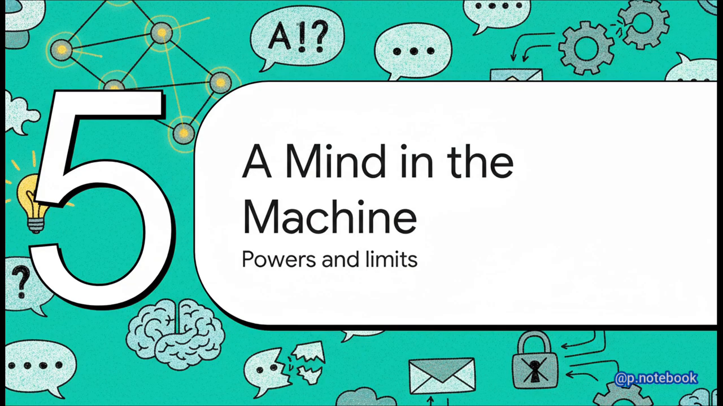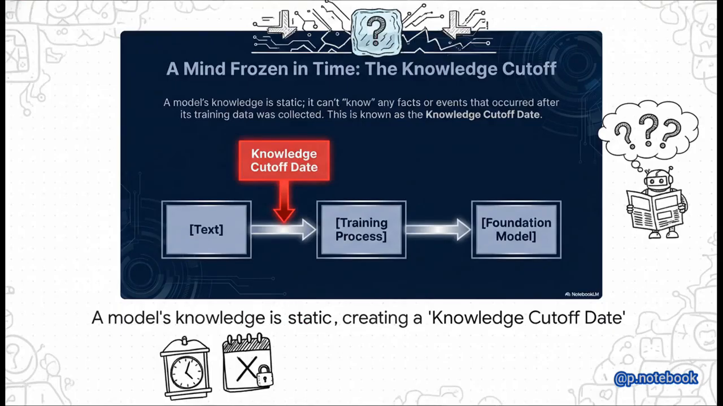All right, so now that we know how this machine is built and trained, we really need to get into its capabilities and, maybe even more importantly, its limitations. What can this mind actually do and what can't it? One of the biggest limitations you've got to remember is that the model's knowledge is static. It's essentially a snapshot, completely frozen in time. It knows a ridiculous amount about the world up to its knowledge cutoff date, but it has no idea of what happened yesterday or even 5 minutes ago.